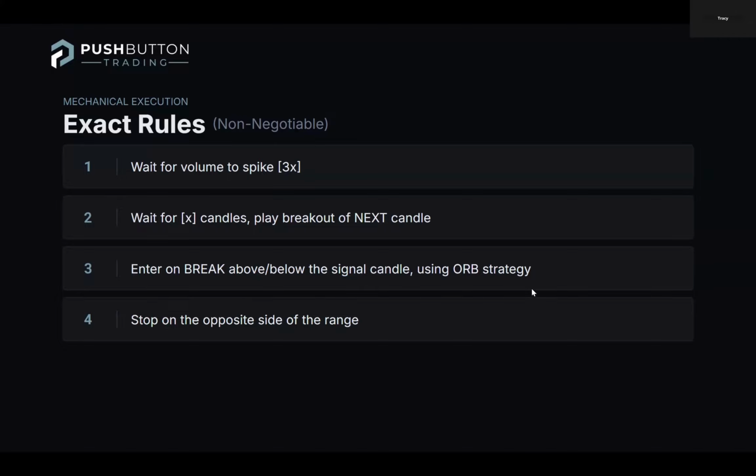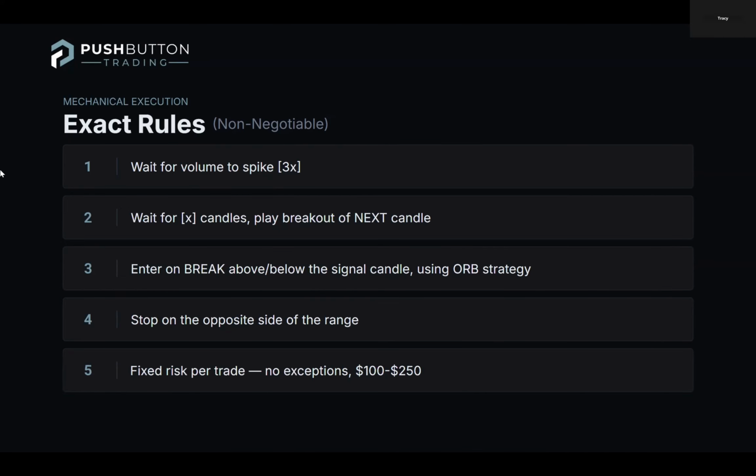And then what we're going to do is set up our stop. Now, you guys probably know this, but for those of you new to trading, a stop loss is your emergency brakes. It is your parachute in case things don't go in your favor, okay? And then, of course, we always preach fixed risk per trade. And again, no exceptions. What does that mean?